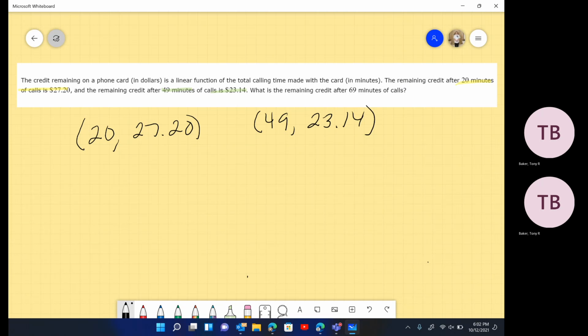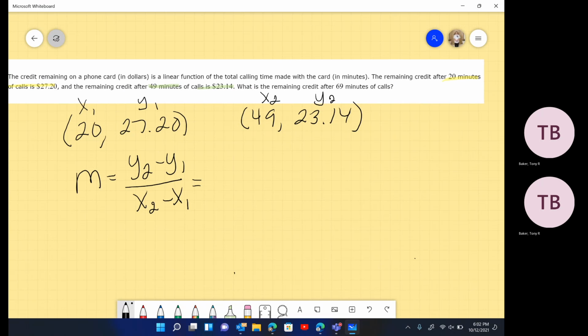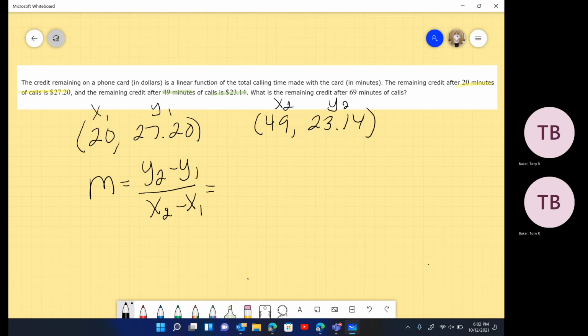So now I have to find my slope. What was my slope equation? Anybody remember? Y2 minus Y1 over X2 minus X1. So I've got X1, Y1, X2, Y2. It is important to label your numbers. Just remember when we did the slope, labeling your numbers is very important. When you don't label your numbers, odds are you're going to put them in the wrong spots, and that would be bad.